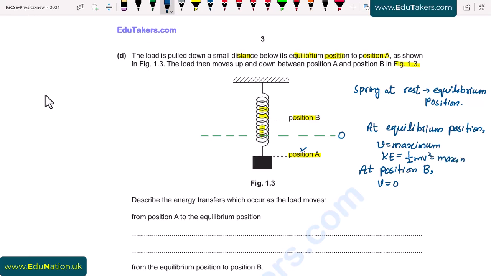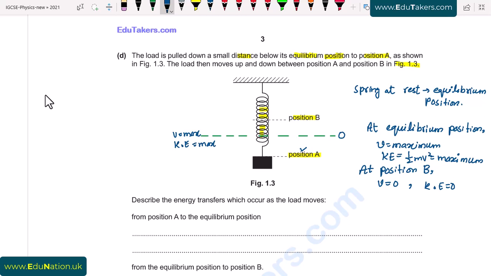But at position B, as the speed is 0, that's why kinetic energy is also equal to 0. So I write here speed is maximum. So at position O, all of the energy is kinetic energy.